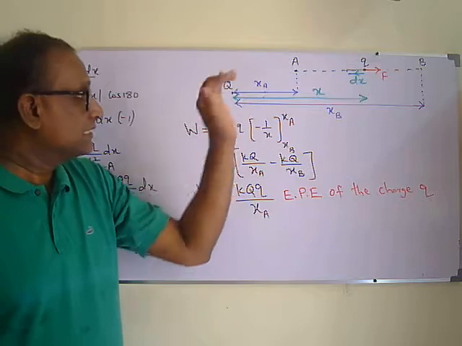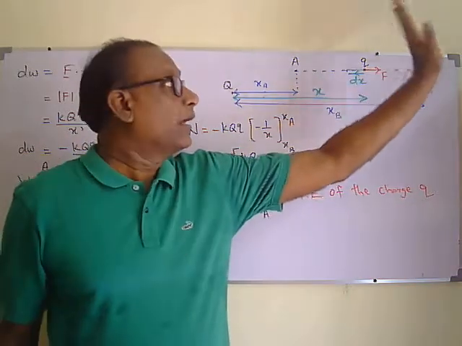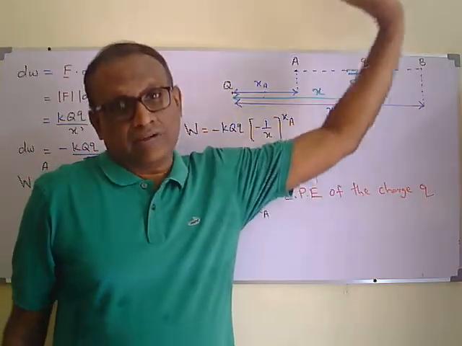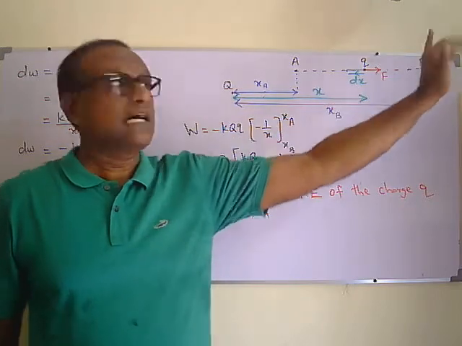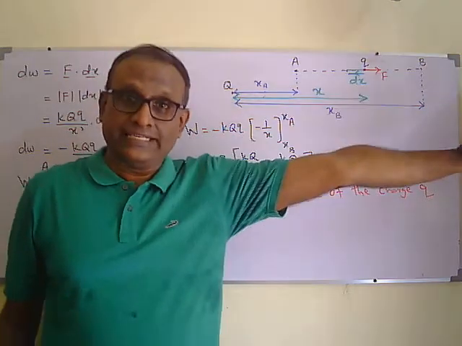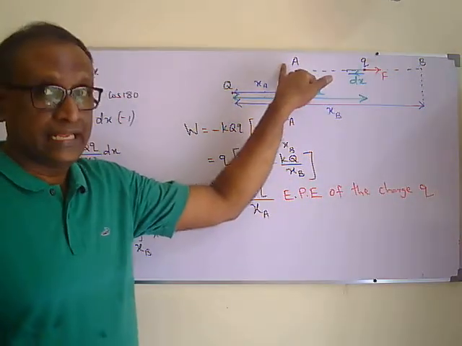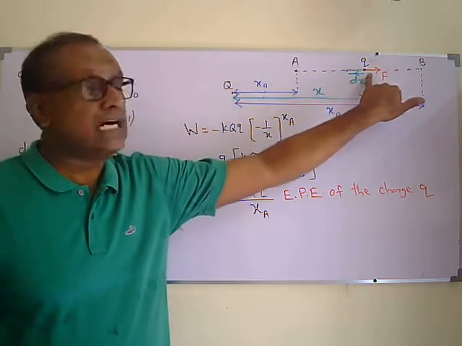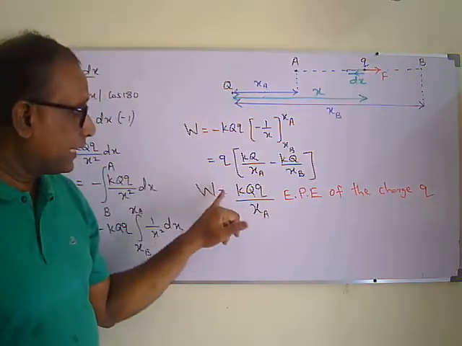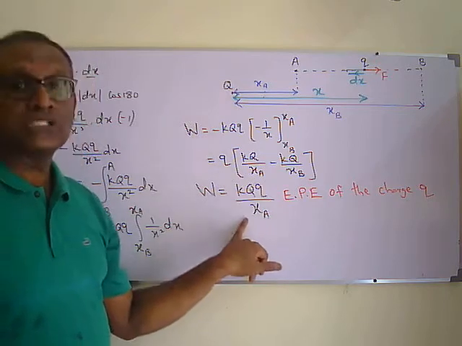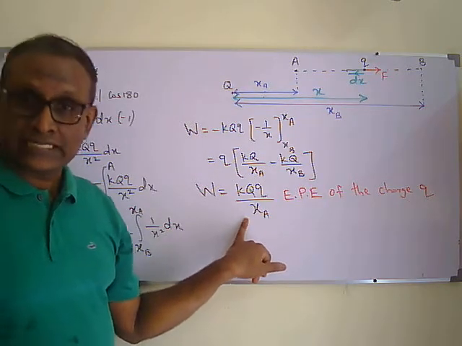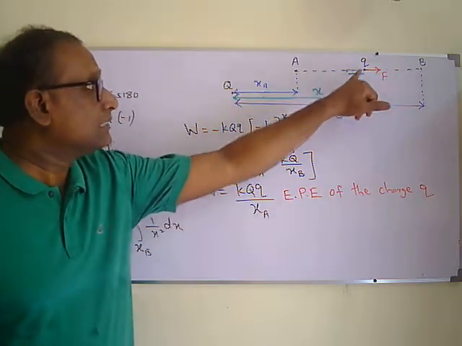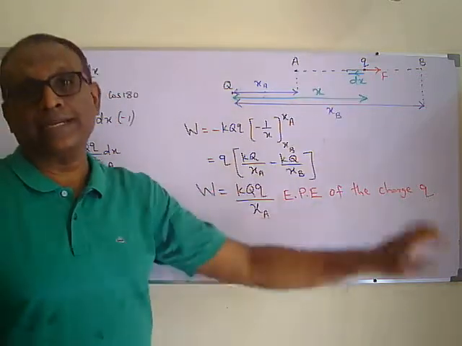In that field, this charge Q is moving from B to A. If B is at infinite distance, and it starts its motion from infinite distance to point A, the work done by the charge Q is given by this expression. This is called the electrical potential energy of the charge Q when it reaches the point A.